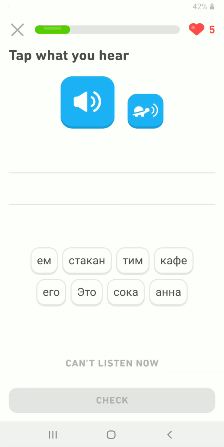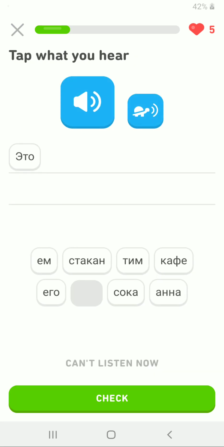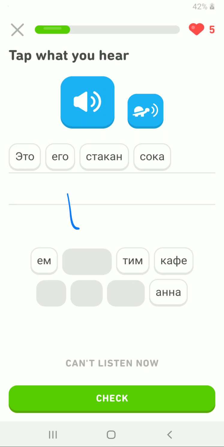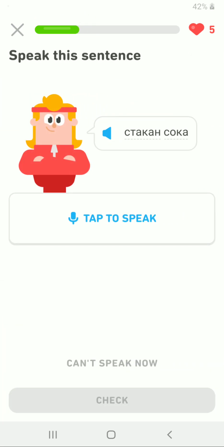Это его стакан сока. Его is "his". So this is his стакан сока, a glass of juice. We know that сока is in genitive here.